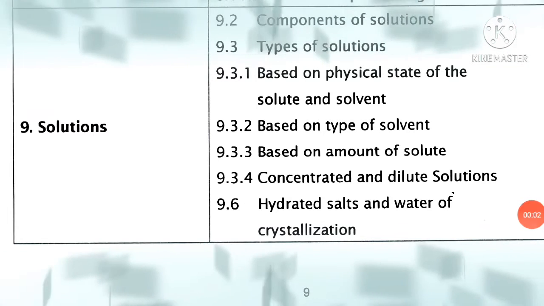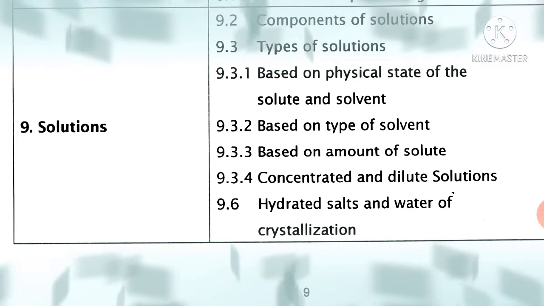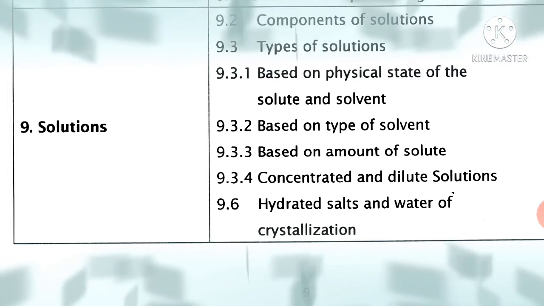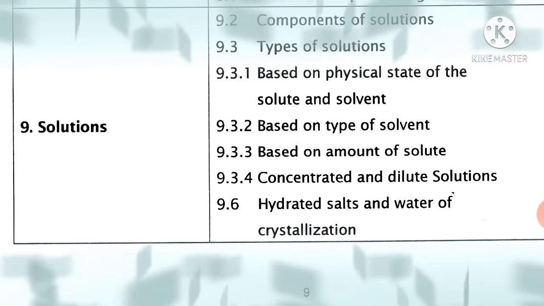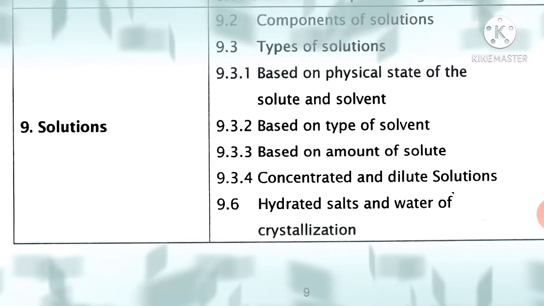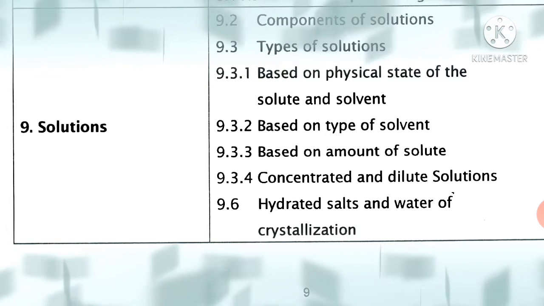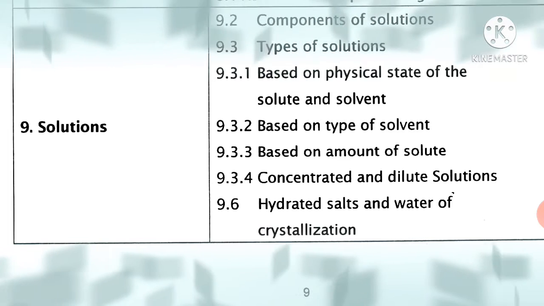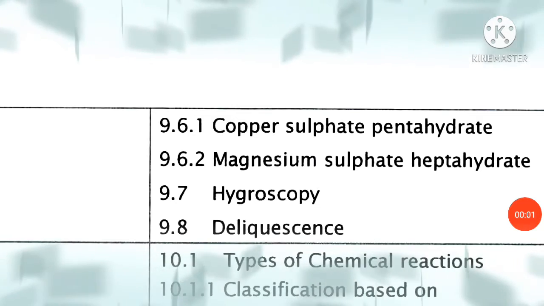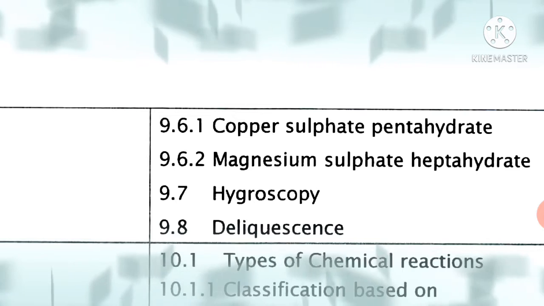Unit 9 Solutions. 9.2 Components of solutions. 9.3 Types of solutions. 9.3.1 Based on physical state of the solute and solvent. 9.3.2 Based on type of solvent. 9.3.3 Based on amount of solute. 9.3.4 Concentrated and dilute solutions. 9.6 Hydrated salts and water of crystallization. 9.6.1 Copper sulfate pentahydrate. 9.6.2 Magnesium sulfate heptahydrate.